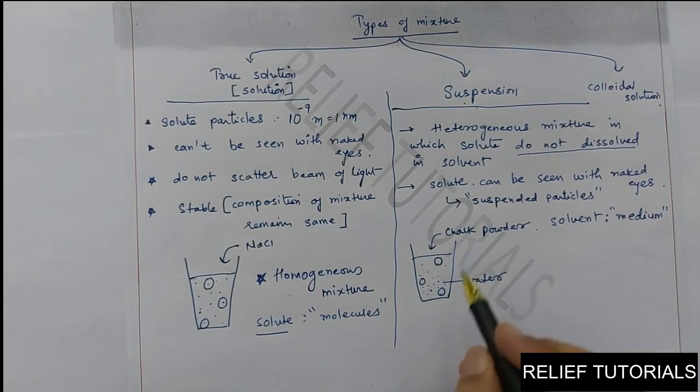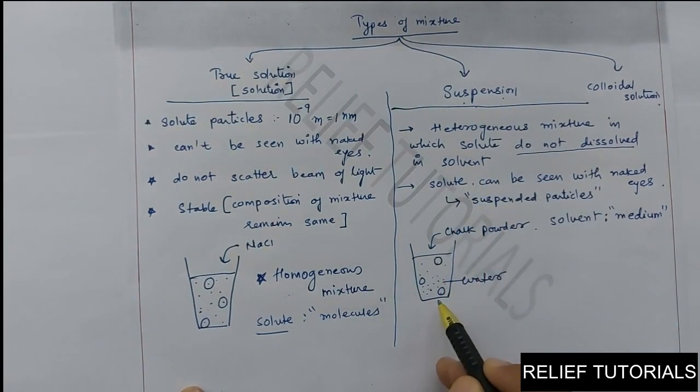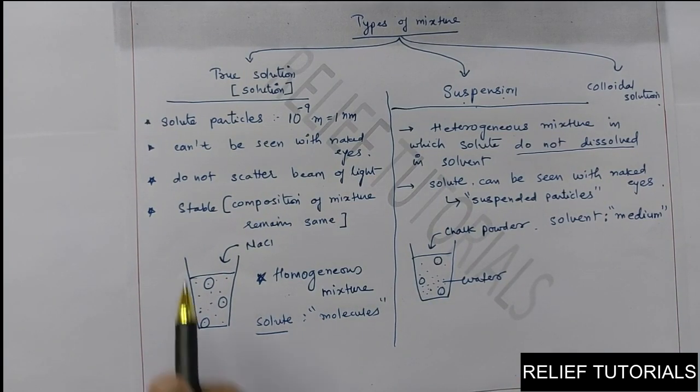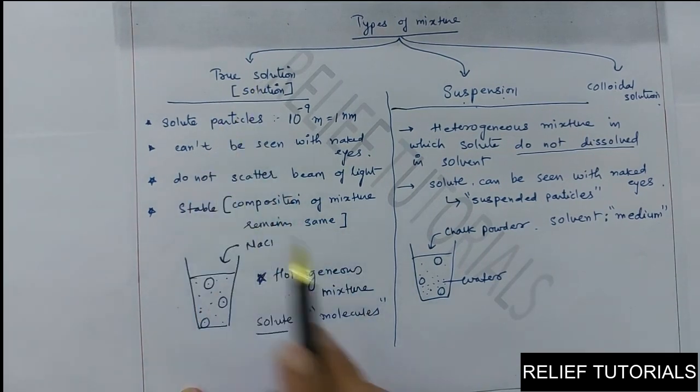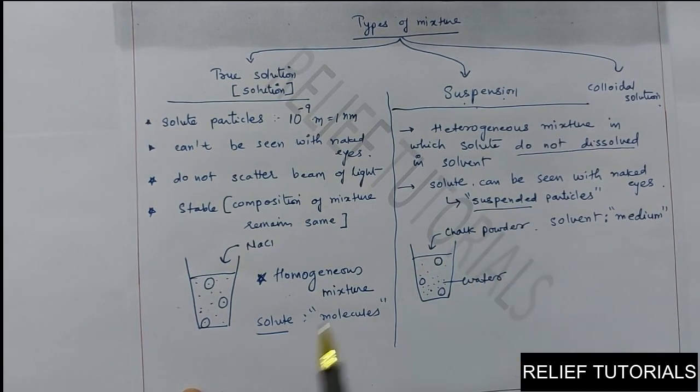Okay, in such type of suspension, this solution is now called as what? This mixture is now called as suspension. Okay, this mixture is called as solution or true solution. This mixture is called as suspension because here the particles are suspended, means undissolved.